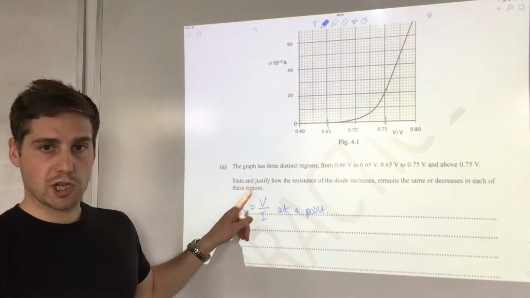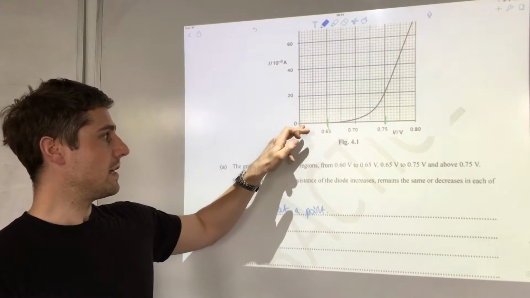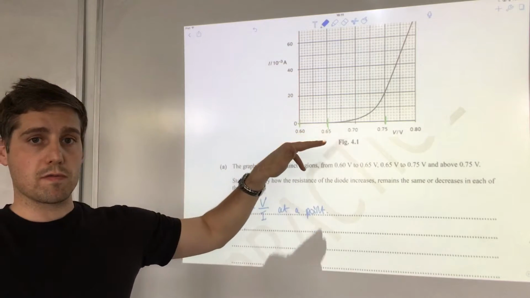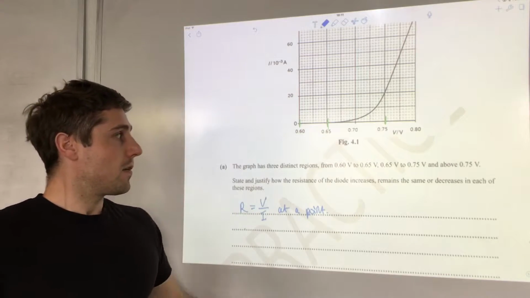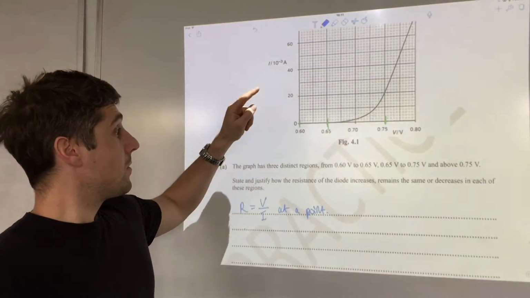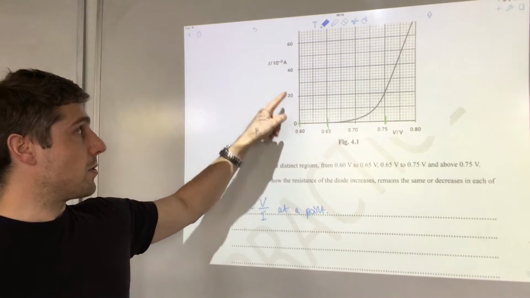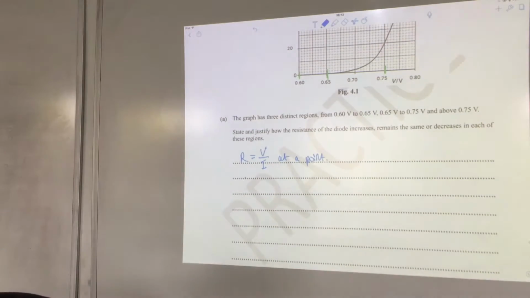It's not the change in voltage over the change in current, and therefore it's not the gradient of this curve. It's just if you take a plot and take the voltage and current for that point, work out the resistance from there, that's what we're doing. So if we do that for the first region here, we'll find that we're dividing some value of voltage by 0 because the current is 0 there. That will give us an infinite resistance.